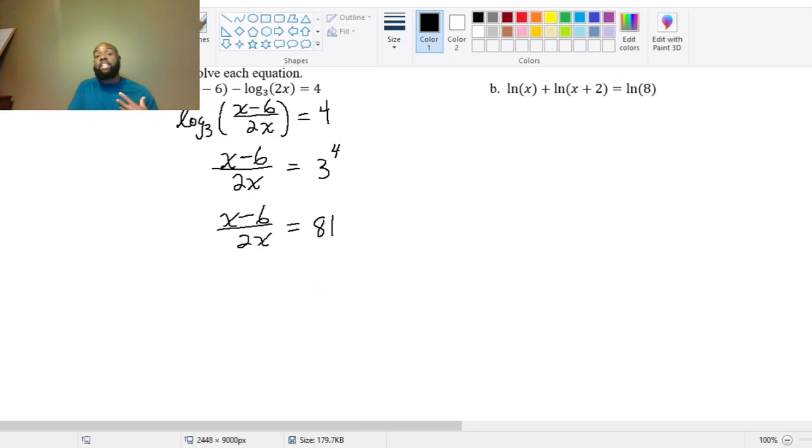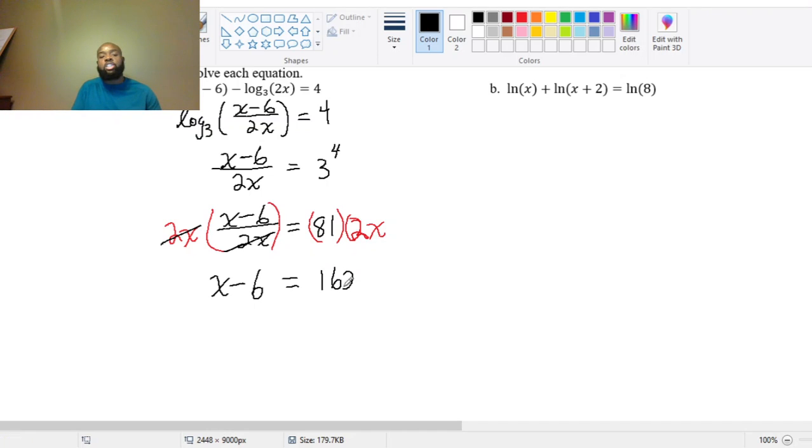What I can do is I can try my best to solve this equation for x. This is a rational equation now, so it's not linear, it's rational. I can't have my x in the denominator, so I can multiply both sides by the LCD or cross multiply. It's going to give you the same result. So I multiply this side by 2x, and I'm going to multiply this side by 2x. And when I do that, the two x's are going to cancel on my left-hand side. I get x minus 6 equals 162x.